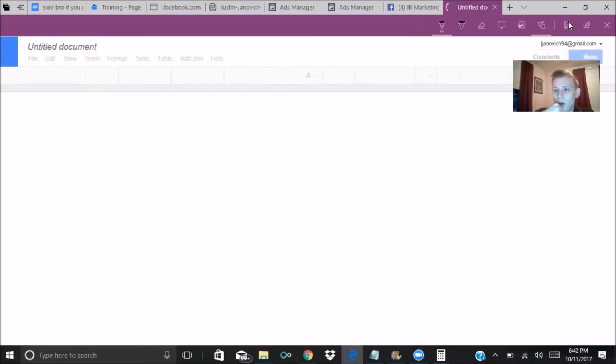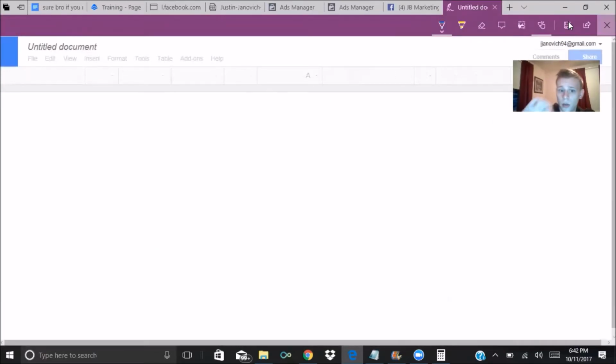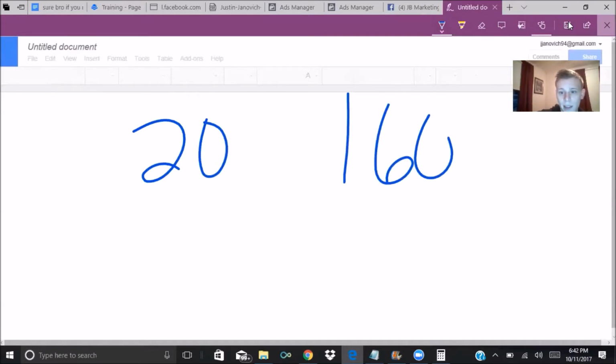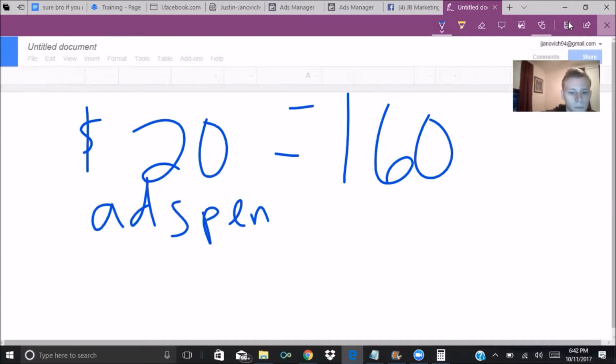So as I said before, we spent $40 to acquire 160. So now if it's 1 out of 25, we actually spent $20 to obtain 160. We spent $20 of ad spend to acquire that 160, all right?